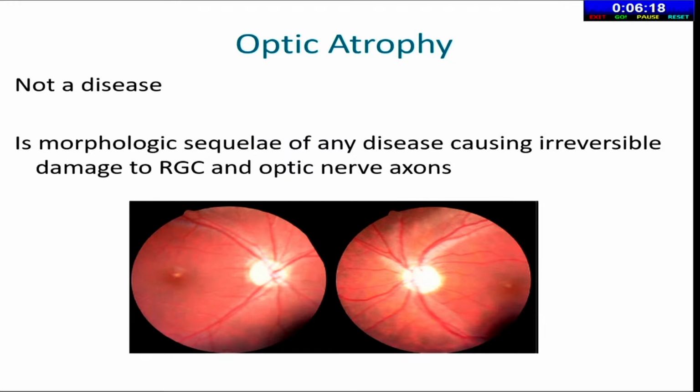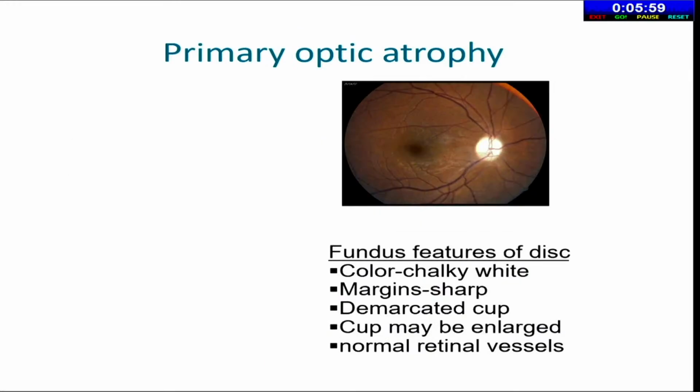Optic atrophy is not a disease, it's just a morphological sequelae. So we need to do guesswork: what's going on, what happened, how and why is this appearance of the disc. But these are all suggestions, all these are ideas. It's not a truly definitive diagnostic appearance ever. For a start point, we divide optic atrophy into primary optic atrophy.